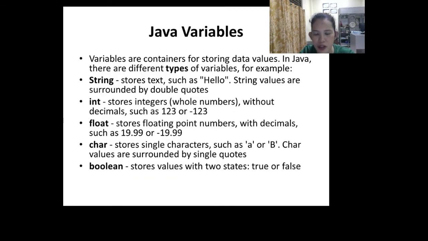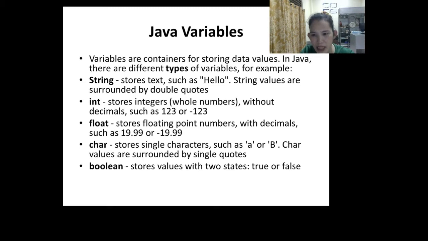Next, we have Java variables. Variables are containers for storing data values. In Java, there are different types of variables. For example, string, int, float, char, boolean. In writing programs, it is necessary for us to store temporarily or permanently some values. Values can be data that are numbers or strings or characters or boolean. So they have what we call the data types.